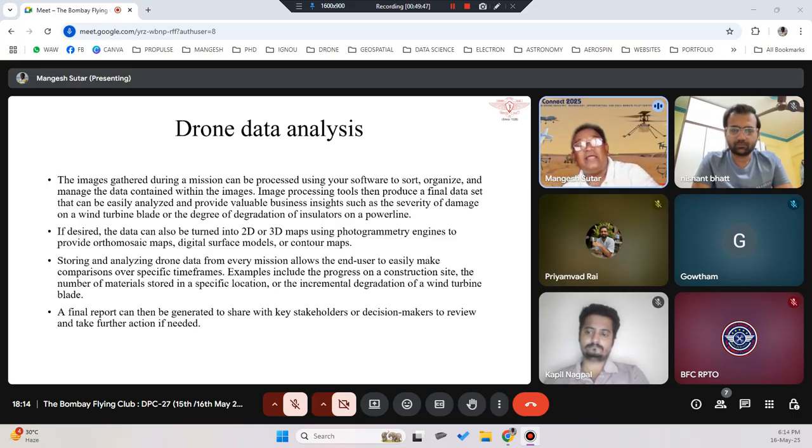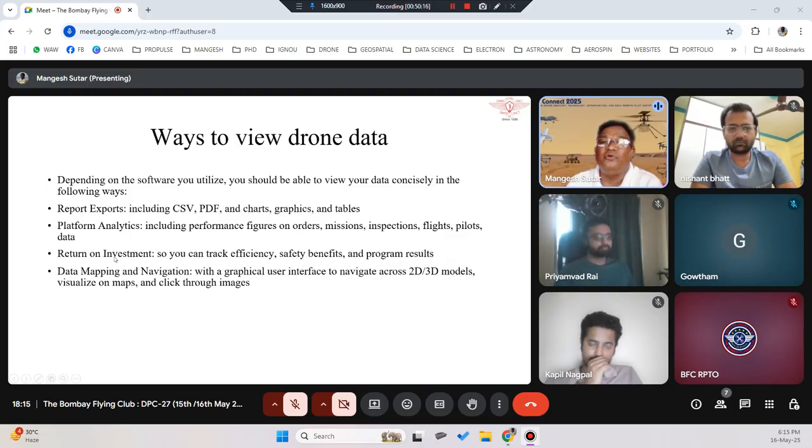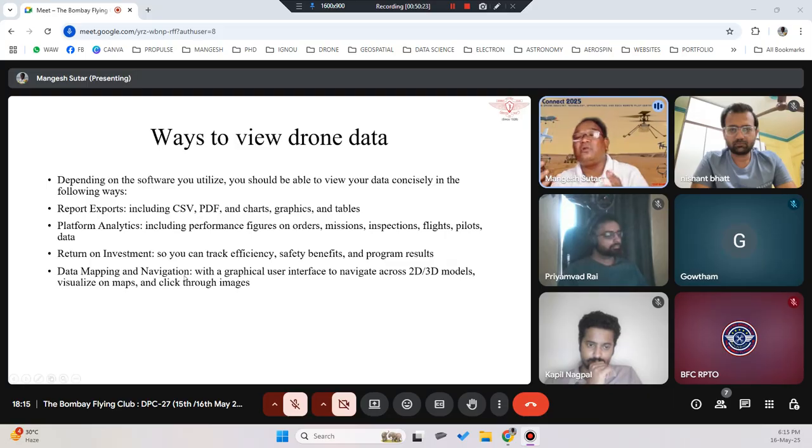By using drones, it has completely changed the way you look at the data and how you are able to capture data. Depending on the software you utilize, you should be able to view your data concisely in reports. We used to generate reports in CSVs, PDFs, charts, graphics, tables, and platform analytics using performance figures, mission, inspection, flight, and pilots data. All that was giving return on investment. I told you, outages were reduced, so you can track the efficiency, safety benefits, program results, and data mapping.